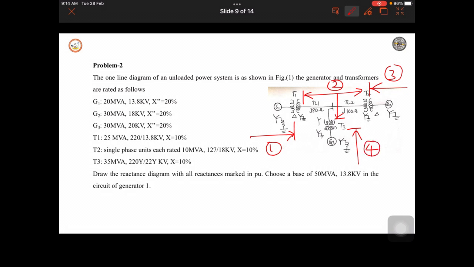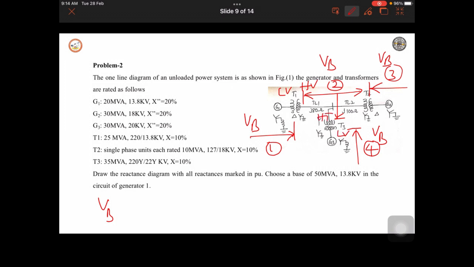Here the base voltage in the first part is given, and it is required to find the base voltage on the second part, the third part, and the fourth part. How to find the base voltage on the second, third and fourth part? It is clearly told in the beginning of this presentation. I will tell you once again: the generator side is always the LV side, and the other is the HT side.